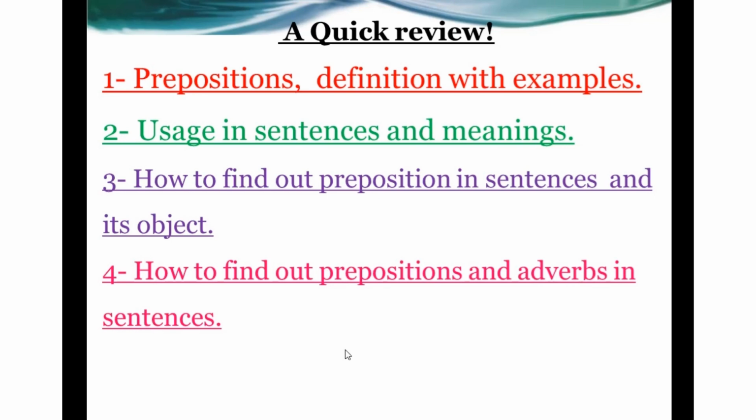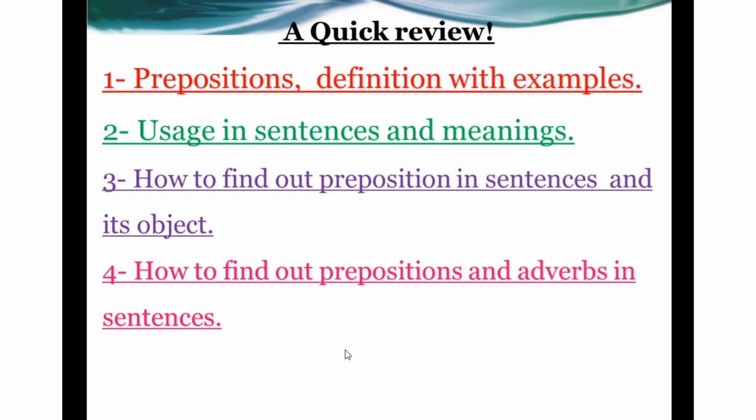Okay, number 3, the next thing we studied is how to find out the preposition in the sentences and its object. How can we know in a sentence what the preposition is, and do we have a preposition, and what is its object? Is the object there or not? Whether it is a preposition or an adverb. That is how to find it out. We studied that also, and we also did whether some word is a preposition or not, or an adverb, okay. So how to find it out and how to know what the object is.